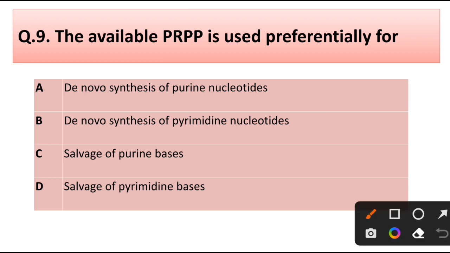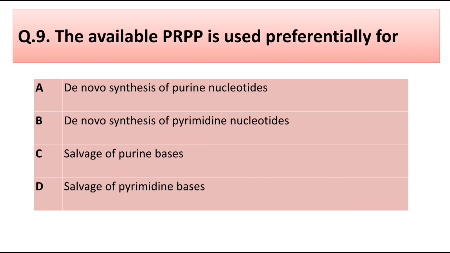Question number 9. The available PRPP is used preferentially for de novo synthesis of purine nucleotides, de novo synthesis of pyrimidine nucleotides, salvage of purine base, or salvage of pyrimidine base. Correct answer is option C, salvage of purine base.